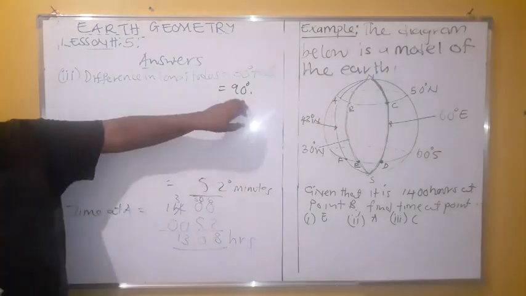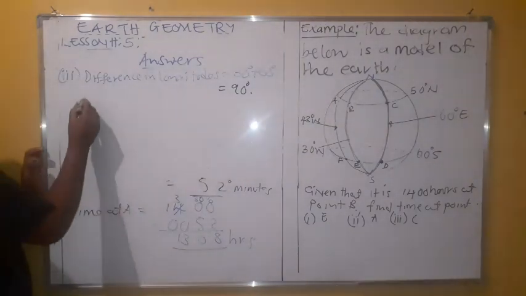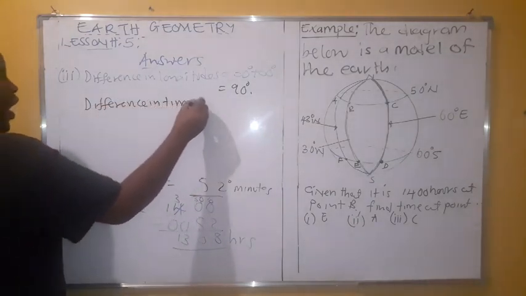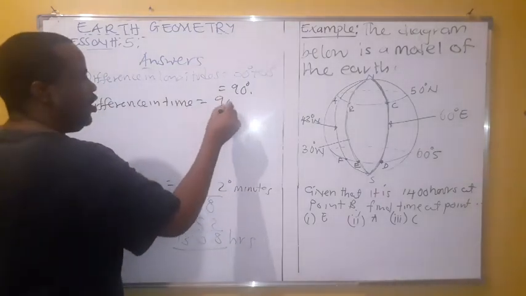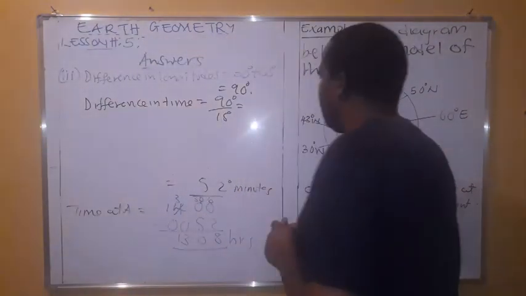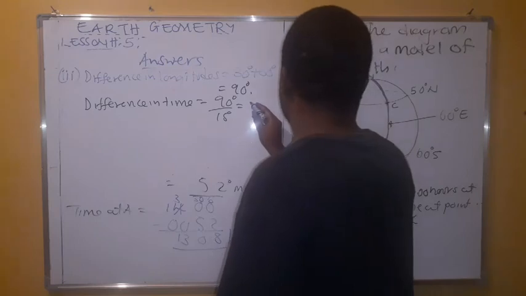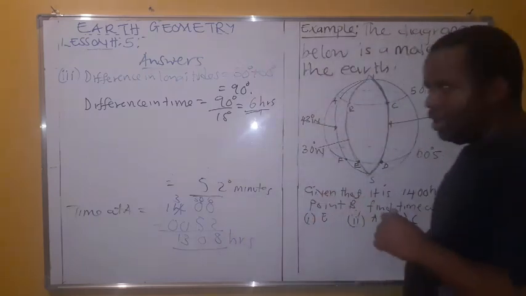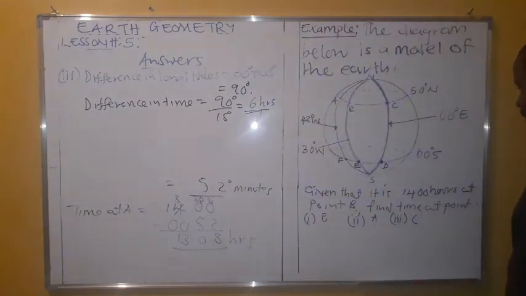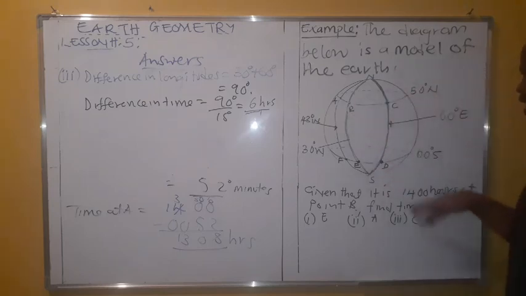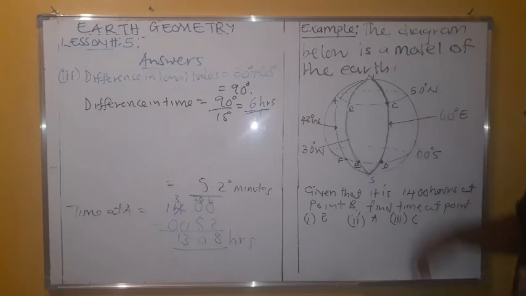So now convert the difference in longitude to difference in time. So difference in time. So how do you do that? You get the difference in longitudes, you divide that by 15 degrees. Alright? And what do we get? You get 6 hours. So I've got 6 hours. Now, so what you are going to do is, you're saying the difference that should exist in time between B and C should be 6. Now, if it is 14 hours here, then what should be the time there?